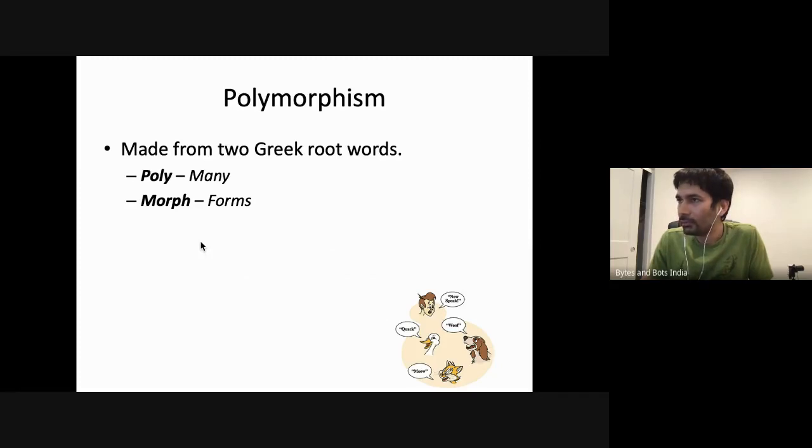So polymorphism is taking many forms. An example is constructor overloading. It is one constructor, but it can do multiple things based on which one you call. We looked at add, which adds two integers. We looked at add, which adds two floats. So it's the same add method, but it does more than one thing. So that is a kind of polymorphism.